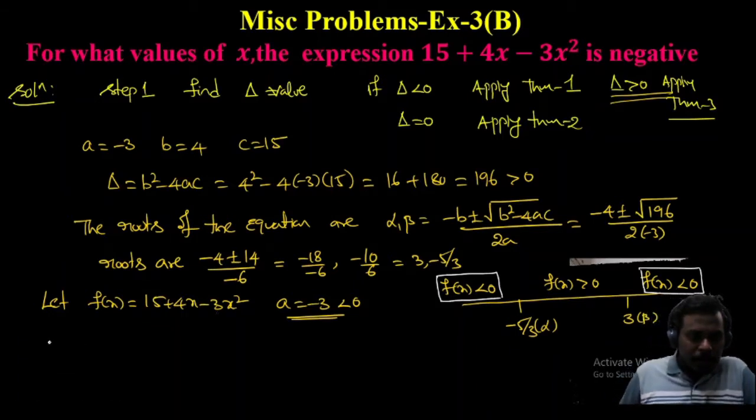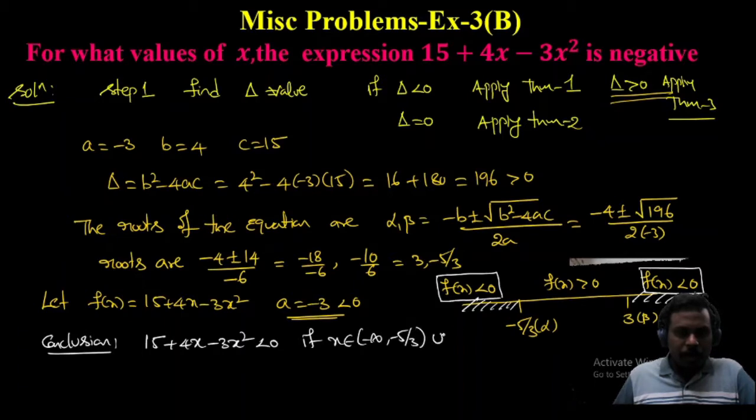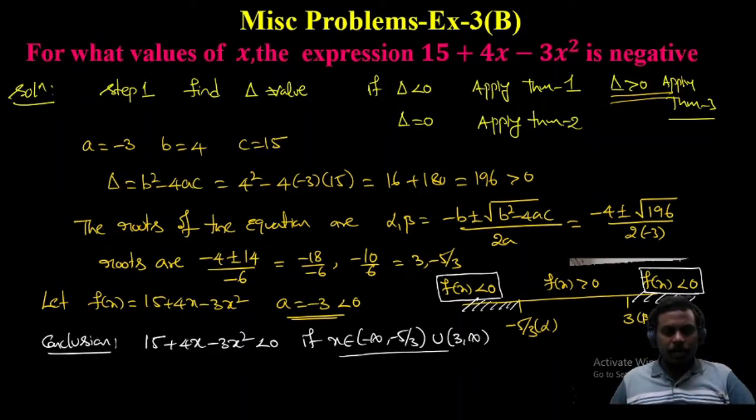Okay, so what is the conclusion? The conclusion is, in this region and in this region, the expression is negative. So this 15 plus 4x minus 3x square will be negative if x belongs to the region minus infinity to minus 5 by 3 union 3 to infinity. So this is the conclusion.